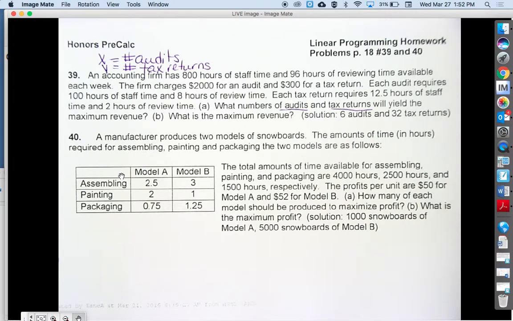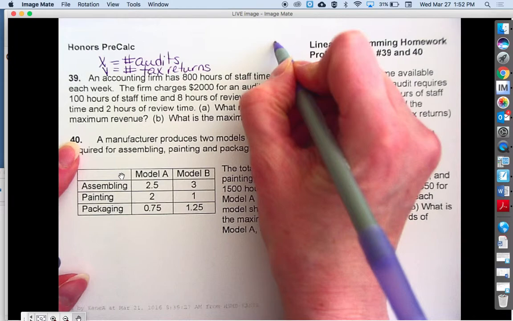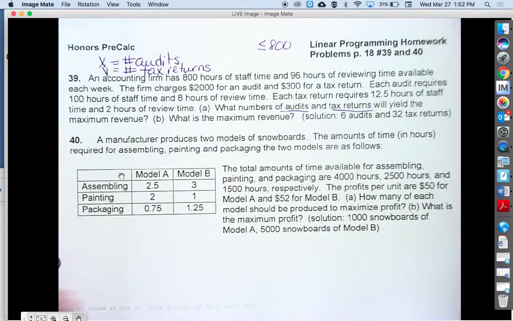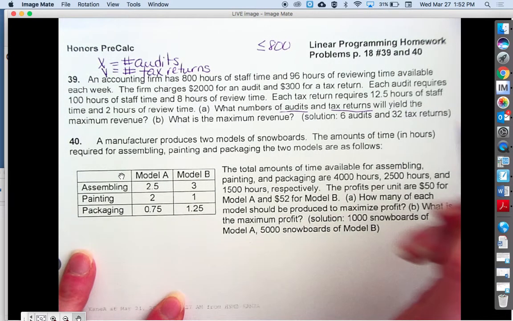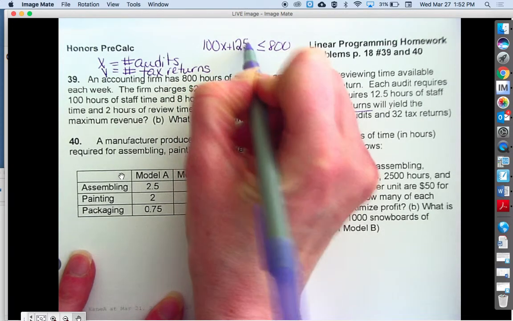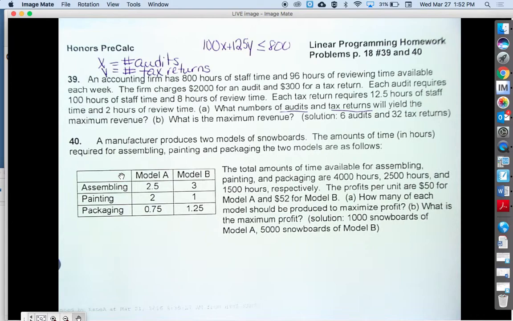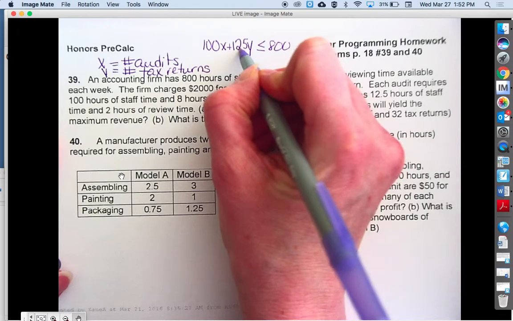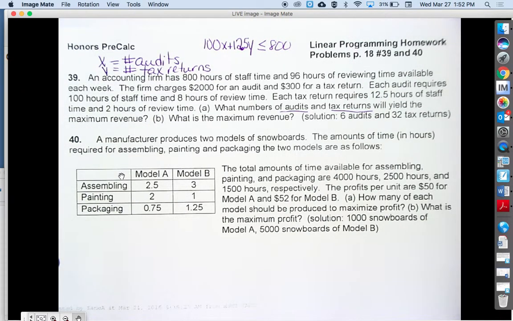So the first sentence goes back and it says you have 800 hours of staff time. So that's the max amount of staff time that we have. So that has to be involved in one of the inequalities because we have 800 hours. What would go with that 800 hours? Chelsea? 100x and then 12.5y. And those two numbers also deal with the staff time. So the hours that the staff will be putting in to each of those two pieces, an audit and a tax return.